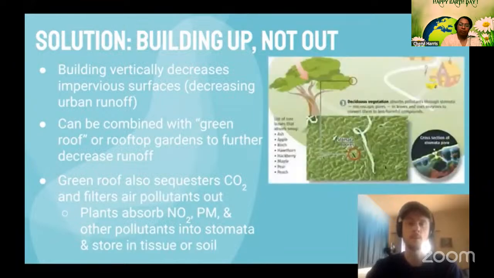So not only can we reduce urban runoff with these green infrastructure components that get added onto vertical building design, but we can also have cleaner air. That's going to lower healthcare costs. It's going to reduce urban smog. And so this is a really beneficial addition that can be combined with building up.